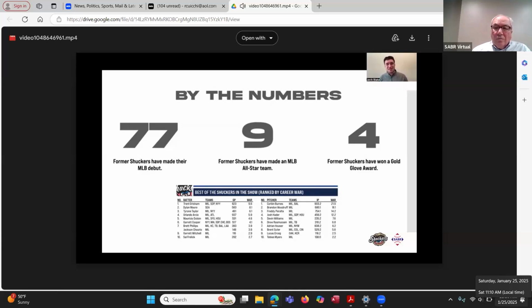The numbers here: 77 former Shuckers have made their MLB debut. 9 former Shuckers have made an MLB All-Star team. And up in the press box, we have all the posters of them making the All-Star game at the big league level. It's been pretty cool having to add new ones every single year. And 4 former Shuckers have won a Gold Glove award, including Bryce Turang this year, who won the Platinum Glove for the National League.